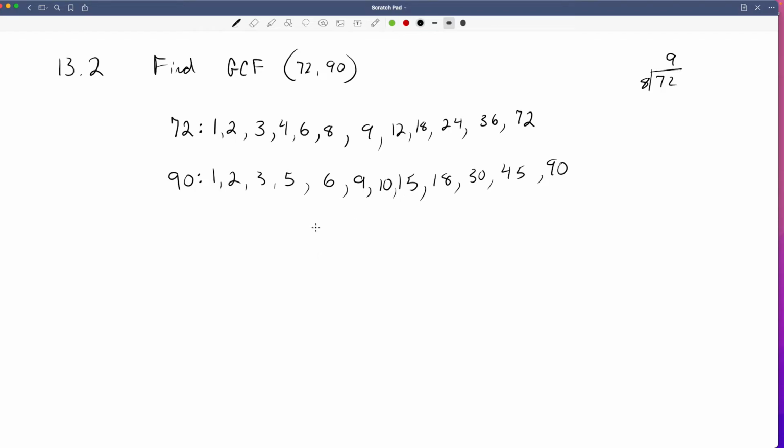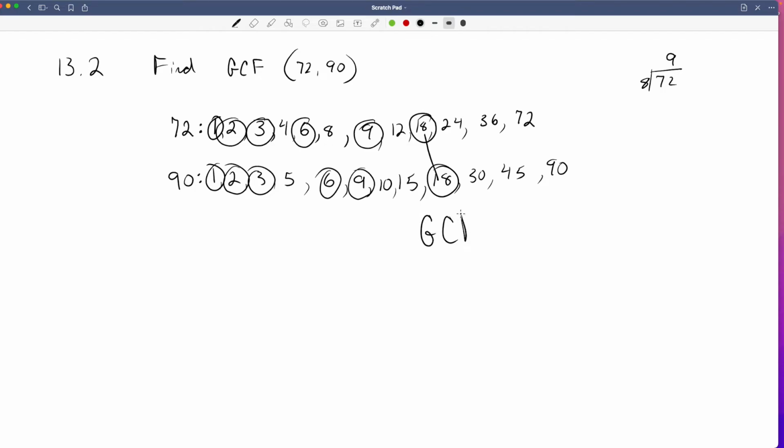So now we can look for our common factors. We have 1, 2, 3, 6, 9, and 18, and that's it. Our greatest common factor is 18 because it is the biggest number. All right, so that's great, Miss Tracy.